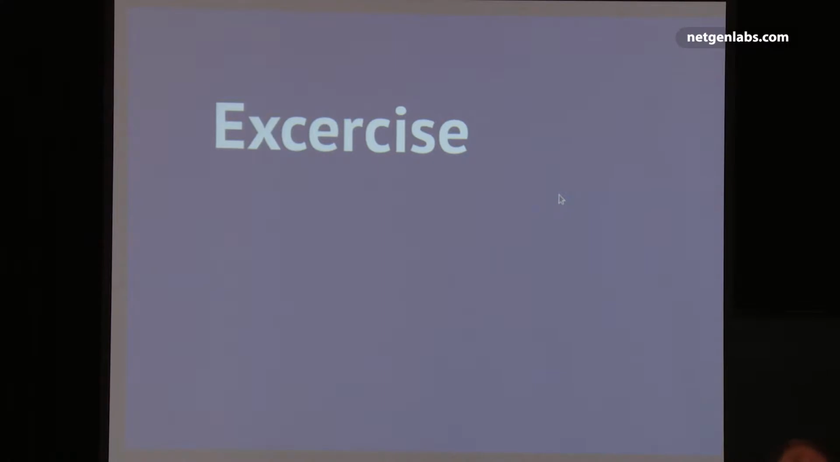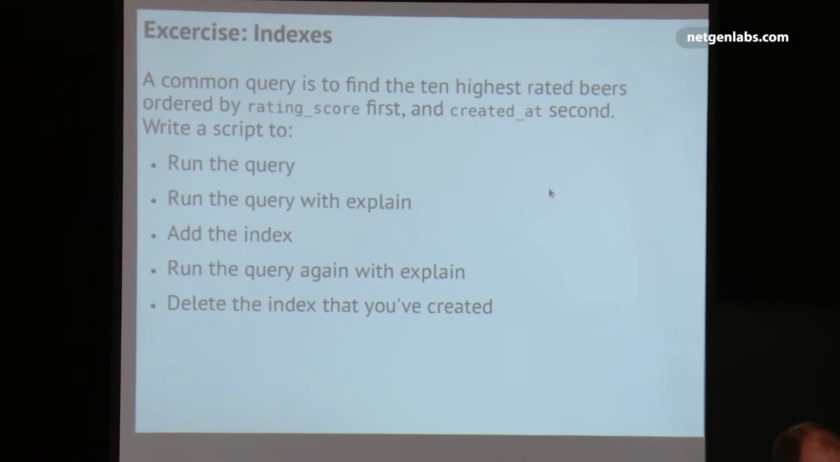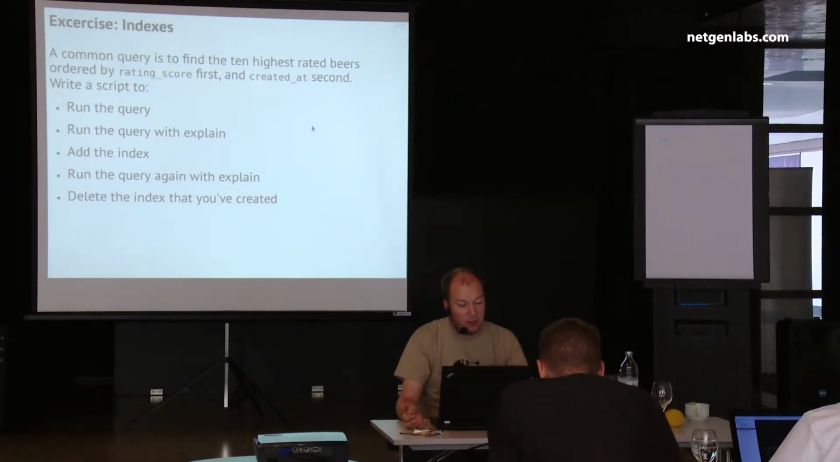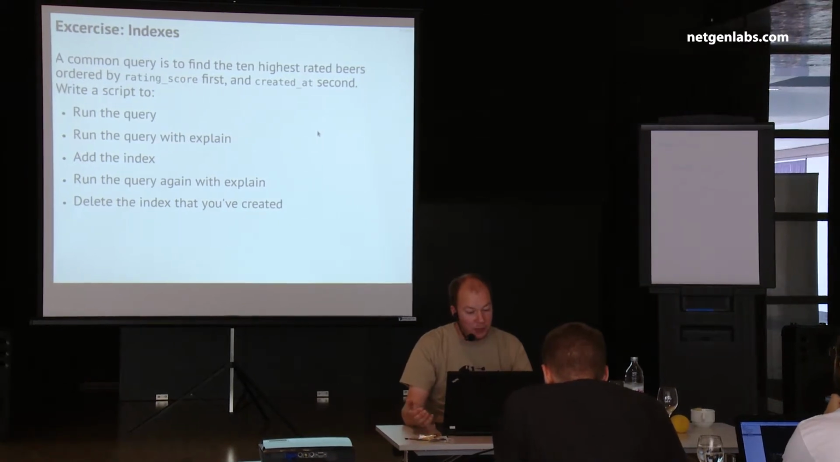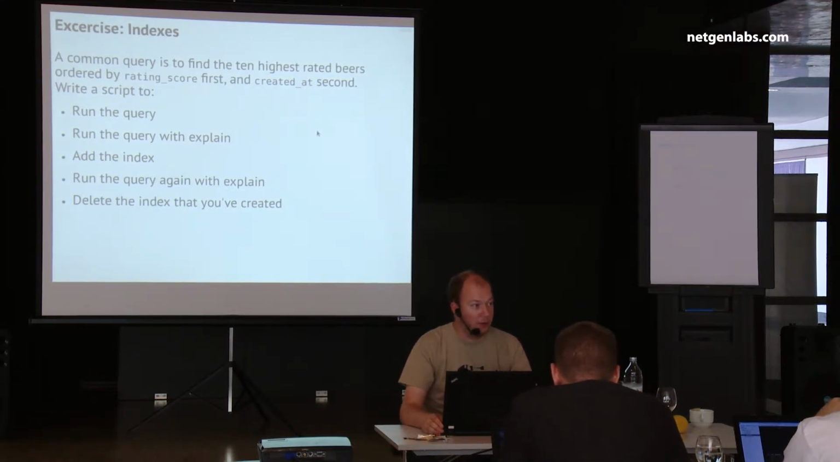So I have a small exercise, we have time for that, which says, a common query with my beers database is to find the 10 highest rated beers ordered by rating score first and created at second. So I want you to write a script that runs the query with explain, adds the index, runs the query again with explain, and then deletes the index that you have created.